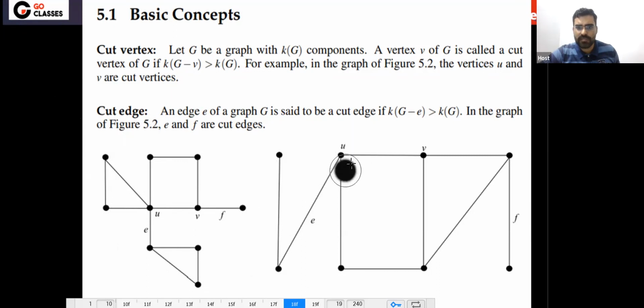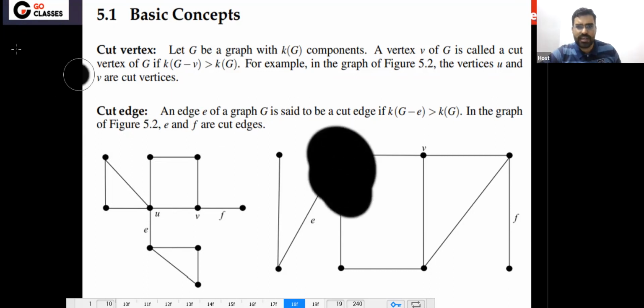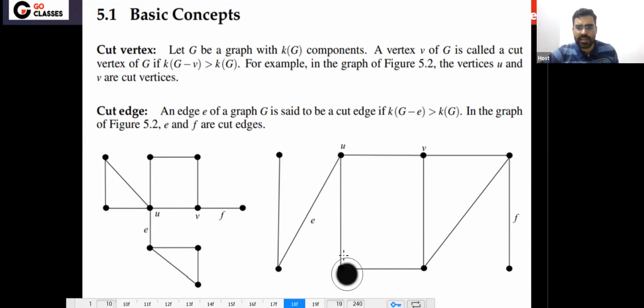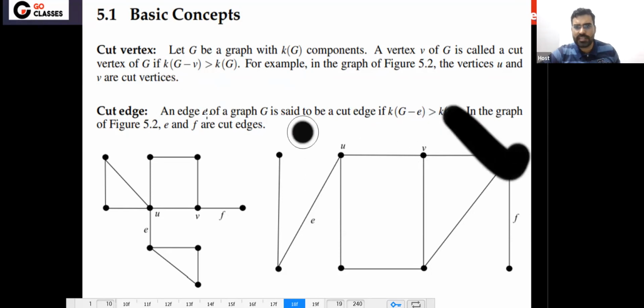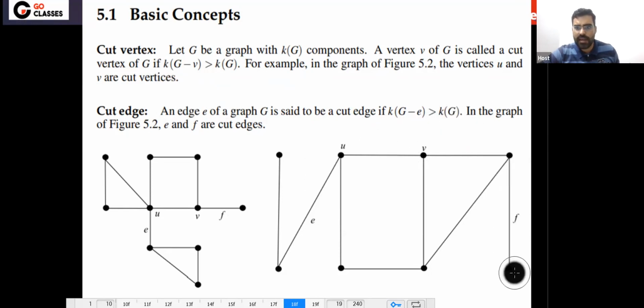What about this? Is this a cut vertex? Yes, this is a cut vertex. If you remove this, the number of components will increase. What about this vertex? This vertex is not a cut vertex. This is also not a cut vertex. This is a cut vertex. And this vertex is not a cut vertex. So this is the definition.